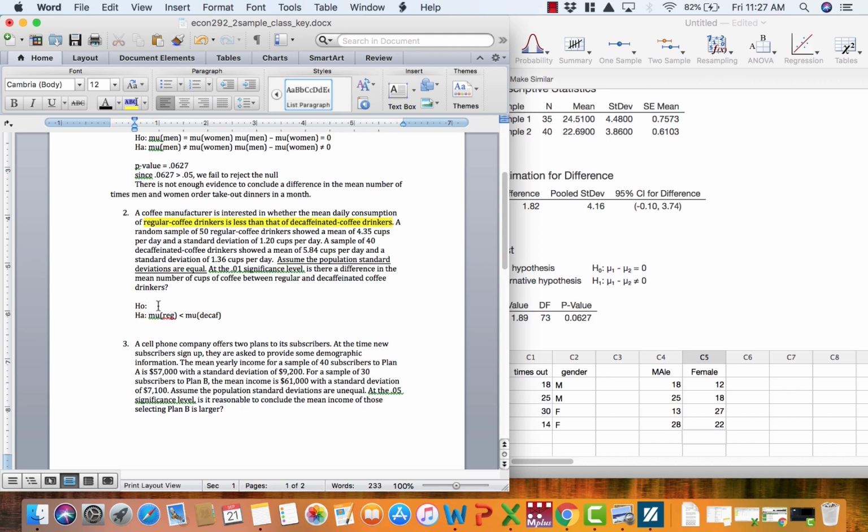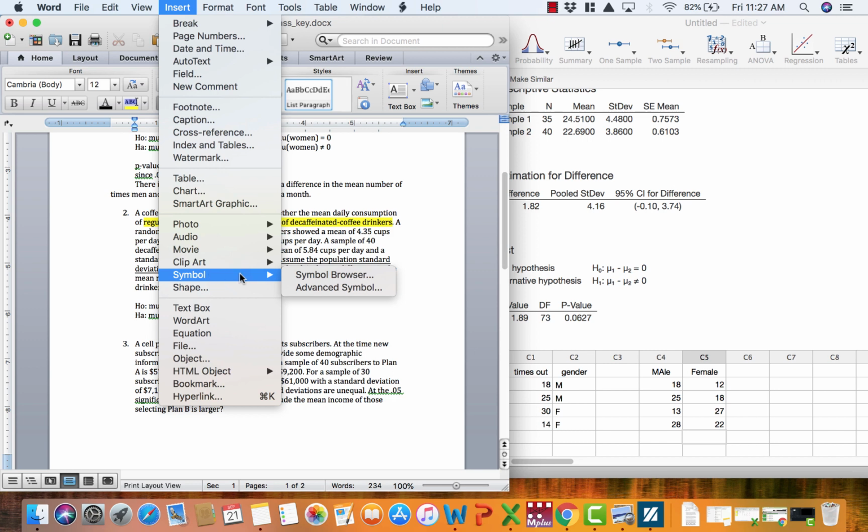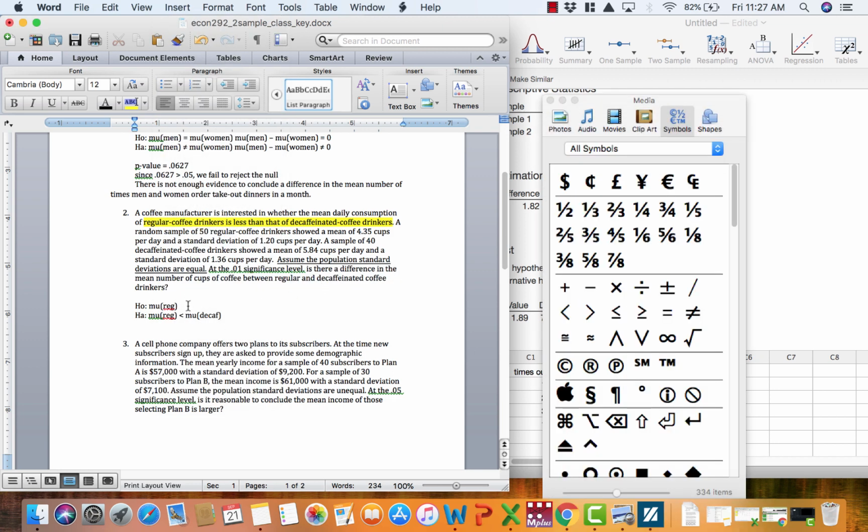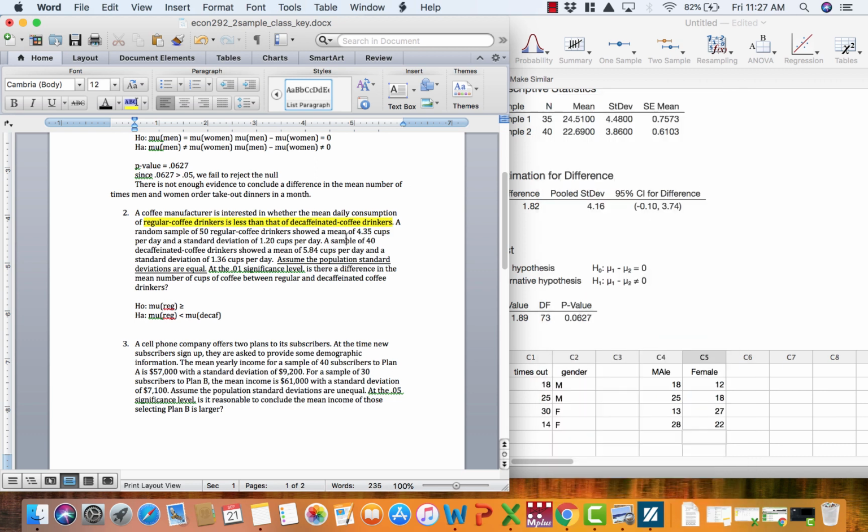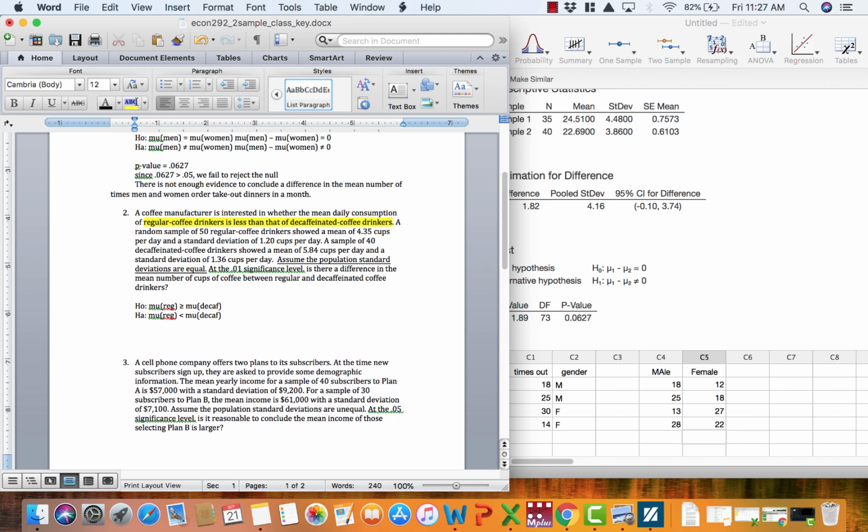And then the null would be mu regular is, let's insert our symbol here, greater than or equal to mu decaf. All right? All right, so we've got our null and alternative.